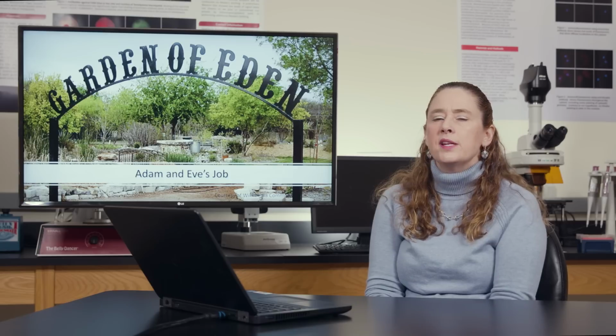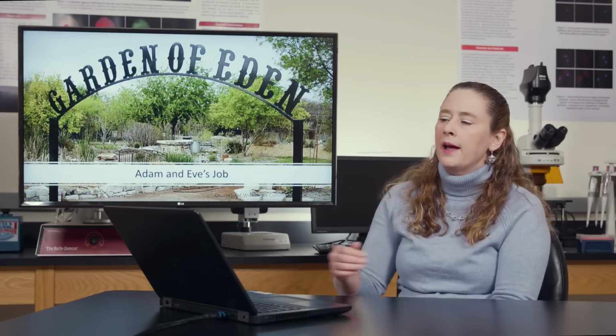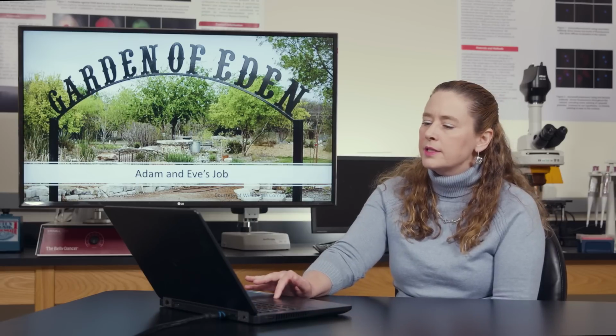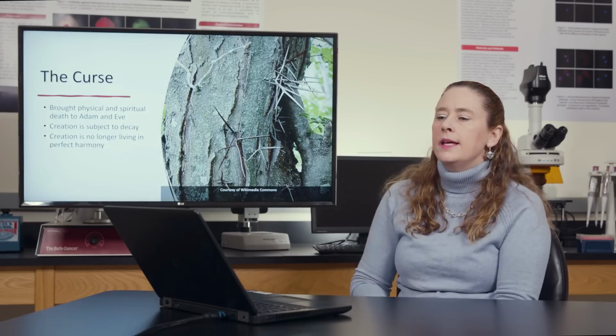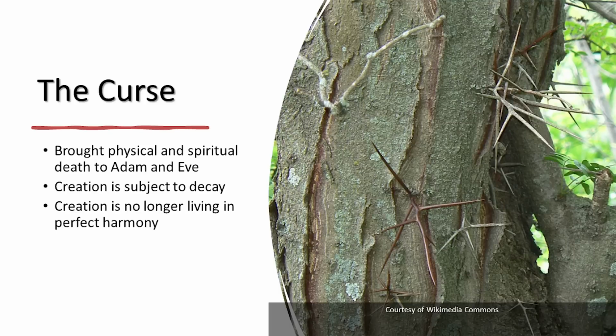He also told them that they could eat of any of the fruit that they wanted to, except for the tree of the knowledge of good and evil. Just this one single tree they couldn't eat from. And yet we know that they were tempted and they did eat of this tree. And when God discovered this, he cursed creation. A lot of what we live under today comes as a result of the curse that God pronounced on creation.